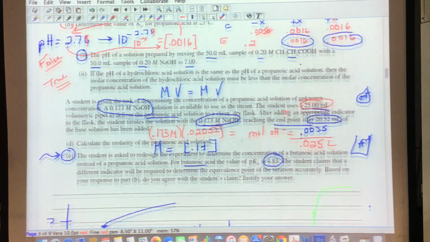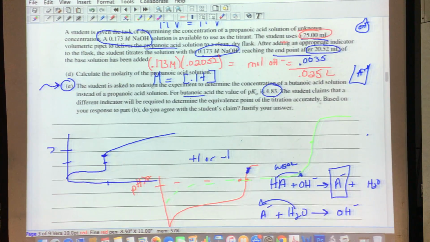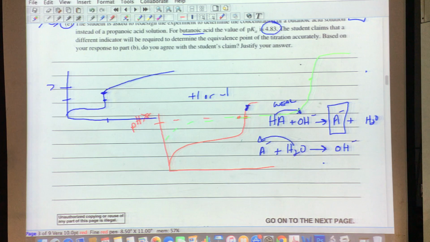So that is for the propanoic acid. And now they're going to do butanoic acid. Is it similar? 4.83, 4.88. Yeah. So what does that mean? If the pKa's are similar, or the Ka's are similar, that means the strength of the acid is similar. That means its equivalence point will be similar. Correct. So therefore, the indicator that they use for the propanoic acid, the first part, is fine.